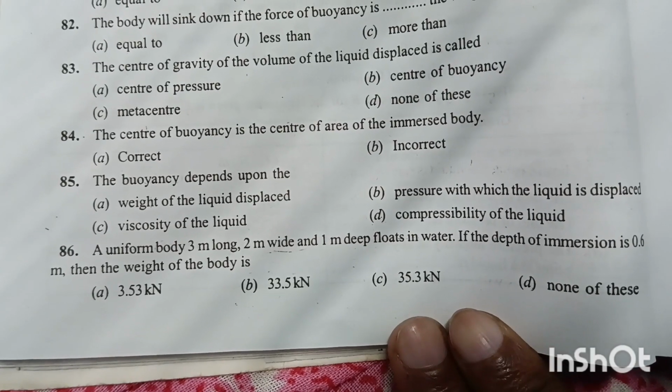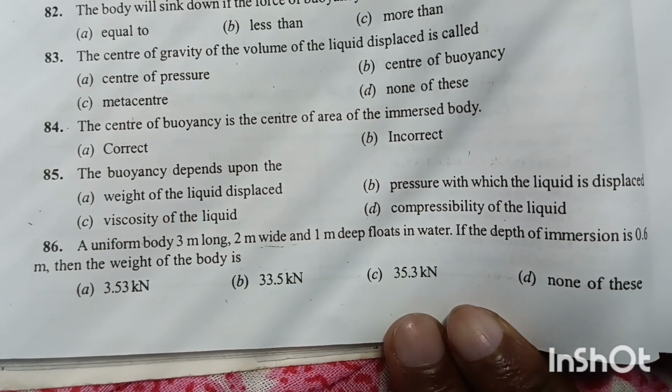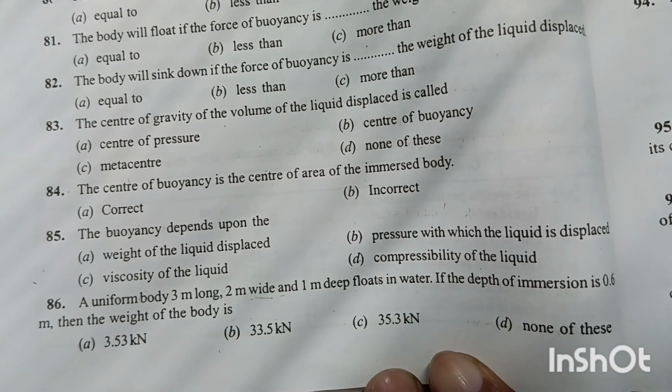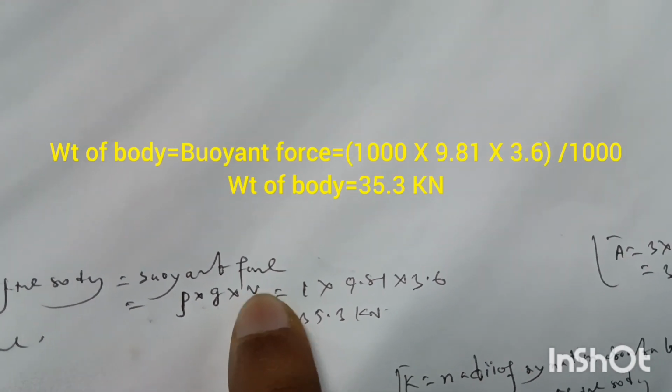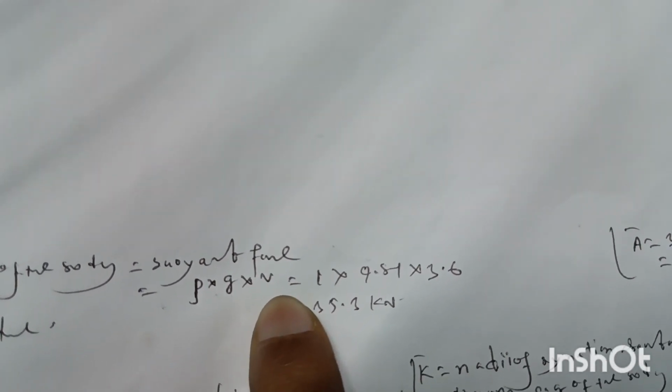Question number 86. A uniform body 3 meter long, 2 meter wide and 1 meter deep floats in water. If the depth of immersion is 0.6 meter, then the weight of the body is. The weight of the body will be equal to the buoyant force, and that will be equal to rho into g into V. Rho is the density of water, g is the acceleration due to gravity, and V is the volume of immersion of the body.